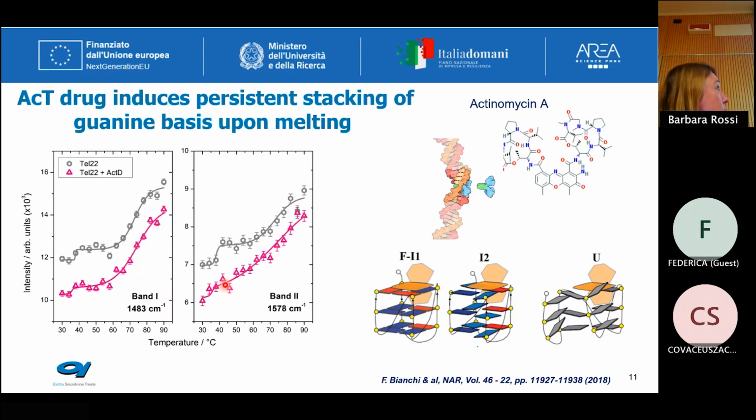Here we have studied, for example, the stability of the G quadruplex in the presence of this drug, actinomycin. In this case, the intensity of this band followed as a function of temperature is representative of this unstacking interaction that changes as a function of temperature, but changes in a different way in the presence of the drug. In particular, we have demonstrated that in the complexation with actinomycin, there is a persistent stacking of the guanine bases that tends to stabilize the structure of the DNA thanks to the presence of the drug.